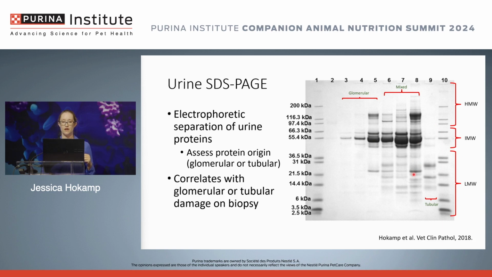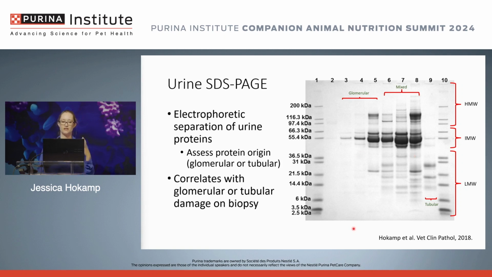In diseases that are predominantly tubular, so when we have primary tubular damage, we typically get less proteinuria, and the proteinuria that's present is usually due to small or low molecular weight proteins, and so we tend to get this banding pattern down here in the intermediate to low molecular weight region. Many of our animals have a mixed component because we have a combination of glomerular and tubular damage.